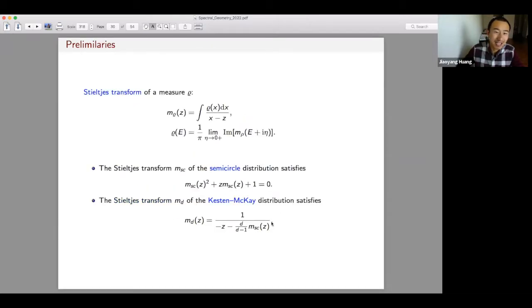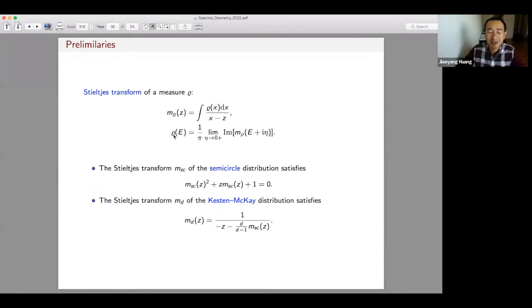In general, for any measure, we can construct its Stieltjes transform just by the integration of rho(x) over x minus z. As a Stieltjes transform, it contains the information of the measure. If you look at the imaginary part of the Stieltjes transform, taking z to be E plus i eta and sending eta to zero, then from the Stieltjes transform you can recover the measure rho. It's quite mysterious to me.